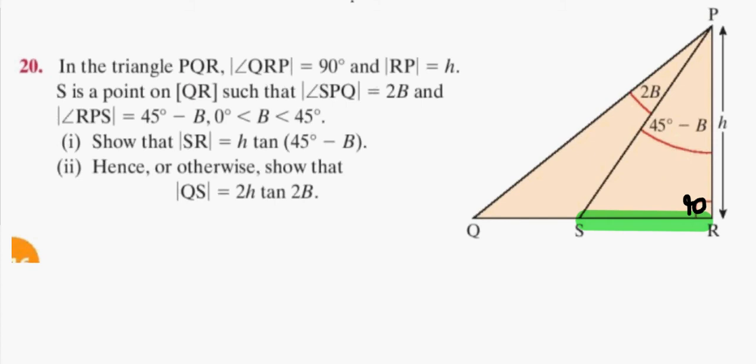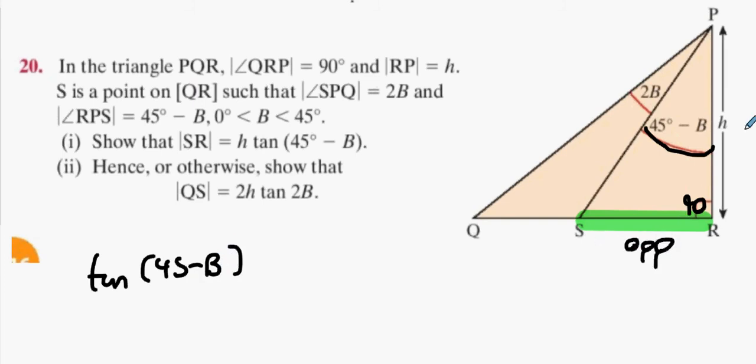Now, we're going to use this angle here. So we're going to use tan. Tan 45 minus B is opposite over adjacent. The green is the opposite, and H is the adjacent. So what can I write down here? SR over what? H. And then what happens when I cross and multiply SR? H tan.